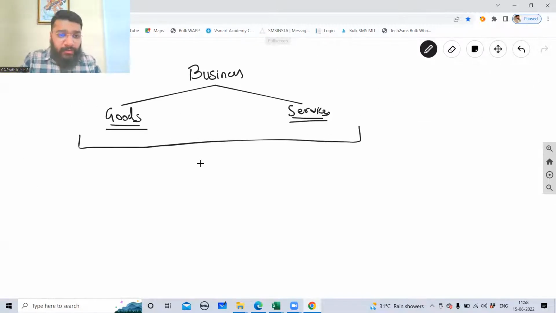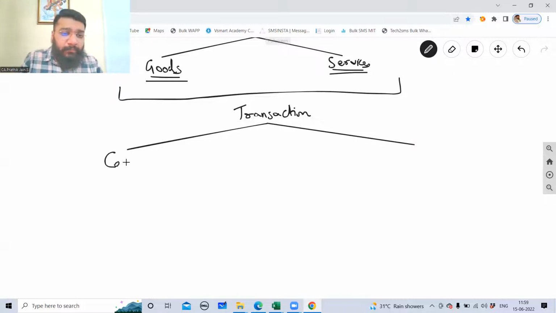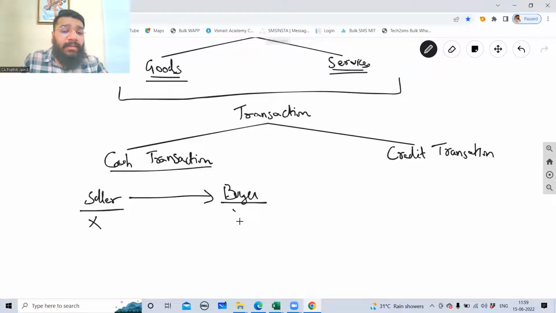So I'm talking about transactions. There are two types of transactions. One is cash transaction, another is credit transaction. What do you mean by a cash transaction? Let's suppose this is seller X. Seller has sold goods to the buyer, and the buyer is Y.